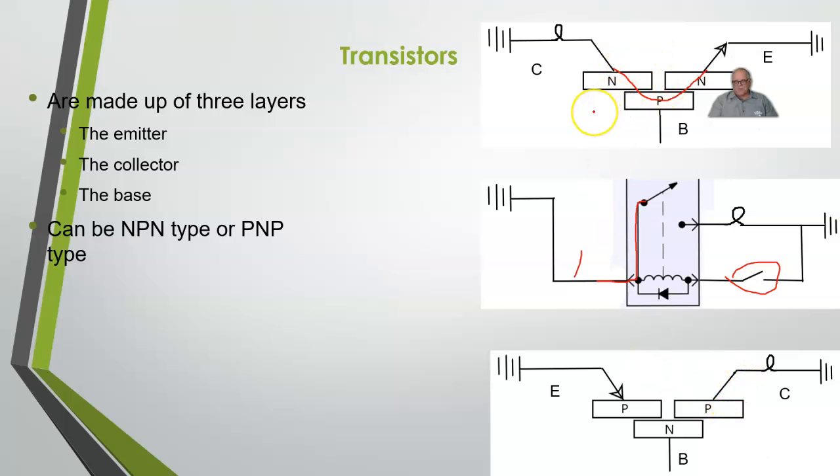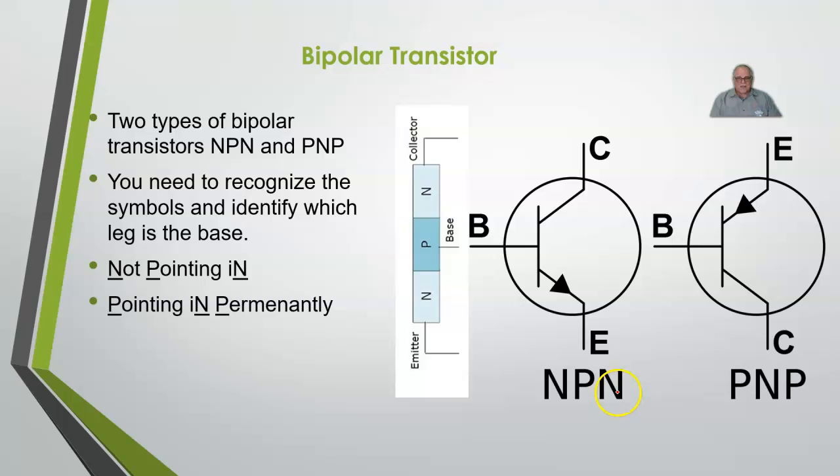The one on top up here is our NPN transistor, bottom one PNP. So here's the way the symbol is going to be drawn on the schematic, and this is the part that I need you to be able to recognize. Here's the symbol that we need to be able to recognize.